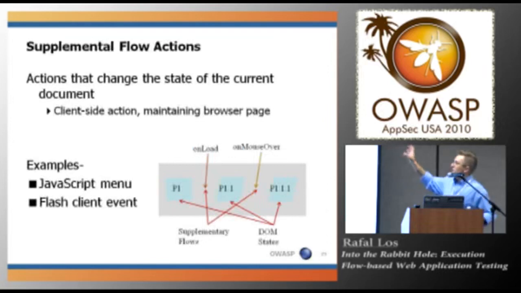So supplemental flow actions, actions that change the state of the current document. So the current DOM state changes. Right? So client-side actions, maintaining the browser page you're already on. So things like a JavaScript menu. So your mouse over events. Right, on mouse over, those kinds of things. Your cascading menus. A lot of this is Flash client events. So again, the map becomes P1, P1.1, P1.1.1. Right, these are just DOM state changes, but it's all within the same context of the same page.